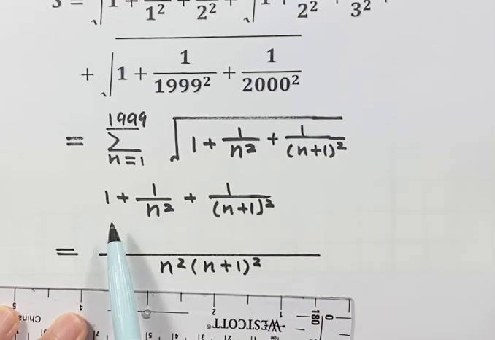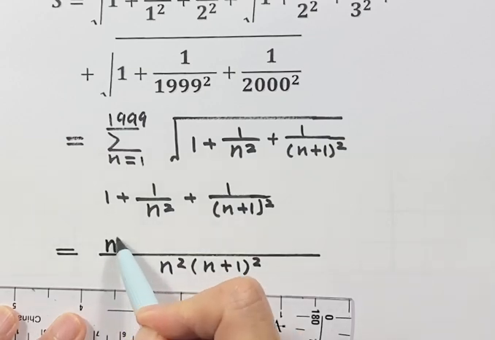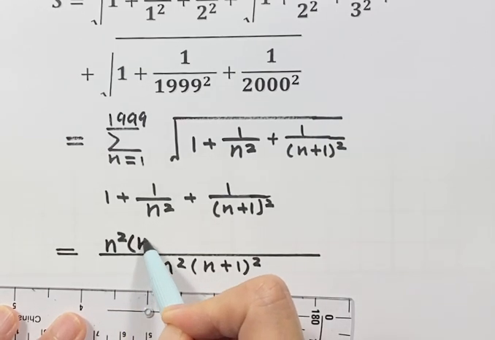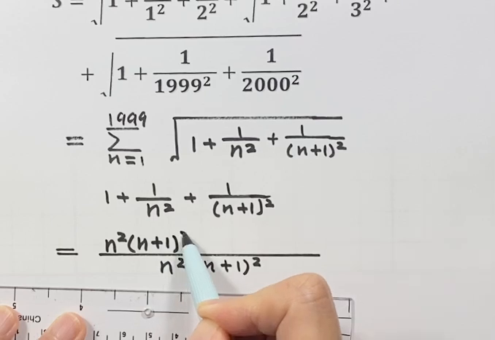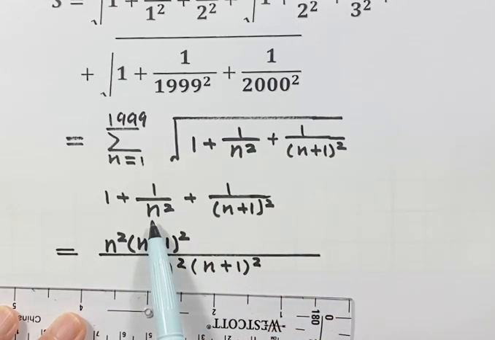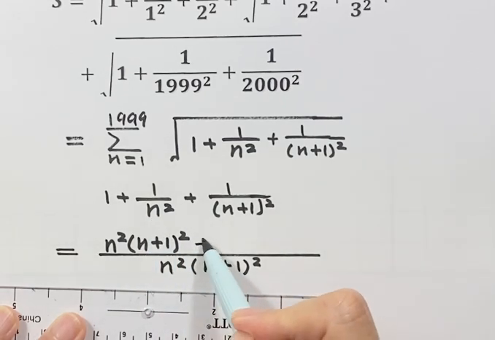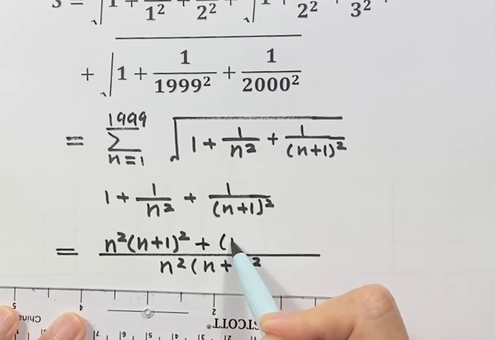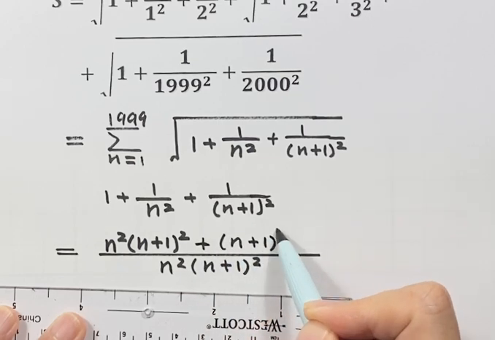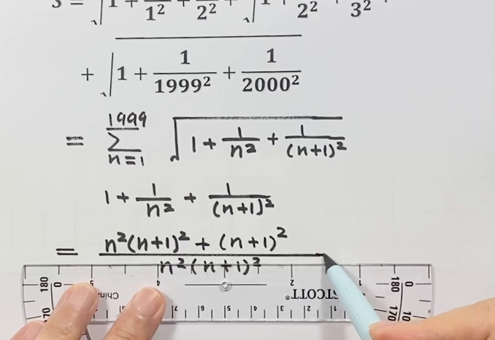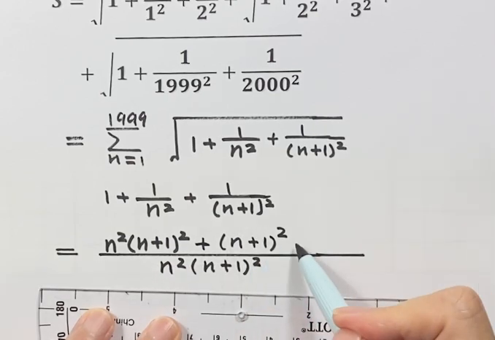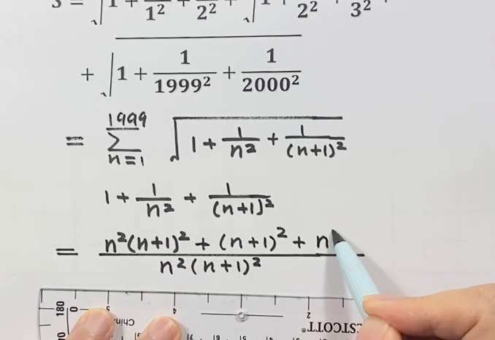Then the first term times n squared, n plus 1 squared. So here we have n squared times n plus 1 squared. Then the second term times n plus 1 squared. Then the last term times n squared.